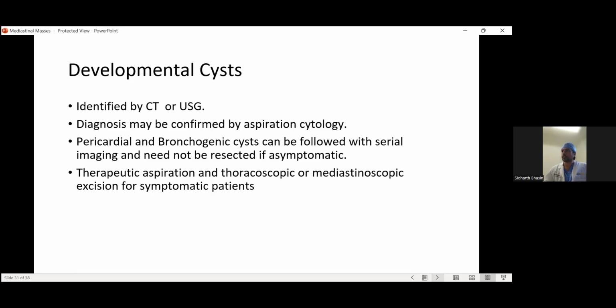The pericardial and bronchogenic cysts can be followed with serial imaging and need not be dissected if asymptomatic. Therapeutic aspiration and thoracoscopic or mediastinoscopic excision for symptomatic patients is required.